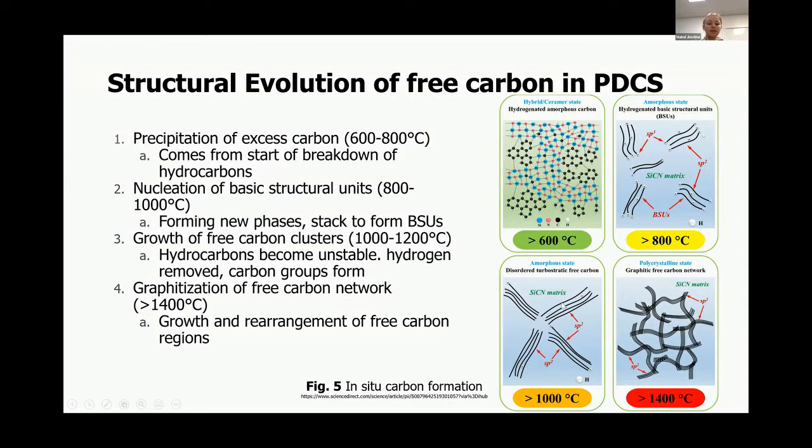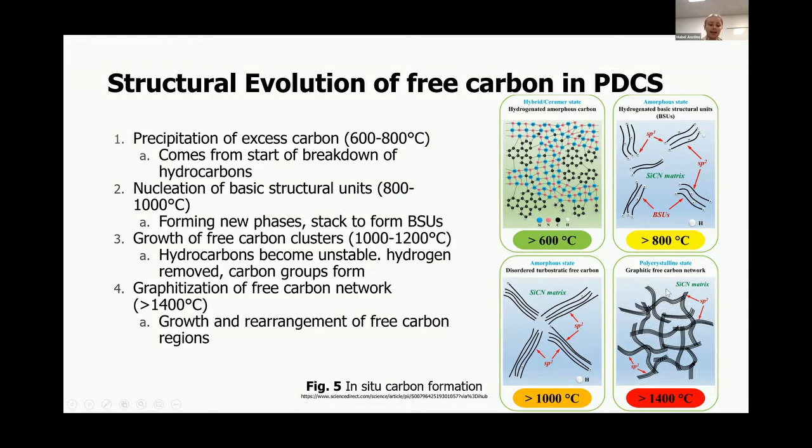And then in the third stage here, this is going to be the growth of those carbon clusters. So the hydrogen is going to be removed, and these are going to form only carbon groups. You can see there's a lot more hydrogen here than in here, so those are being completely removed, and that's going to happen between 1000 and 1200 degrees Celsius.